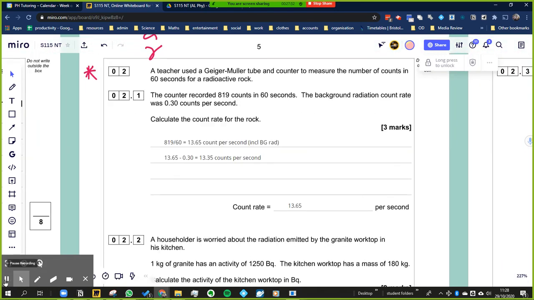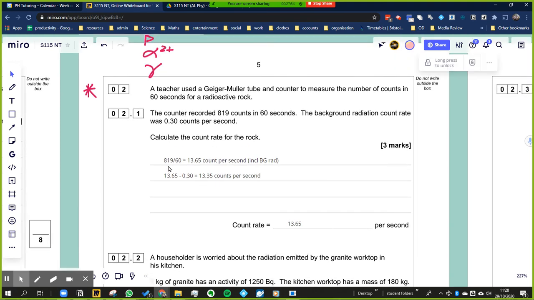Okay, so we've got 819 per 60 seconds. If you divide that by 60, that gives the amount per second. But this is including the background radiation. So you would then subtract 0.3 from that, giving you 13.35 counts per second.